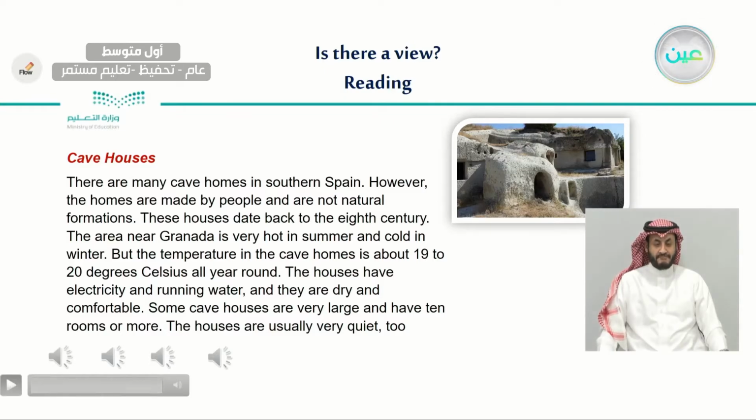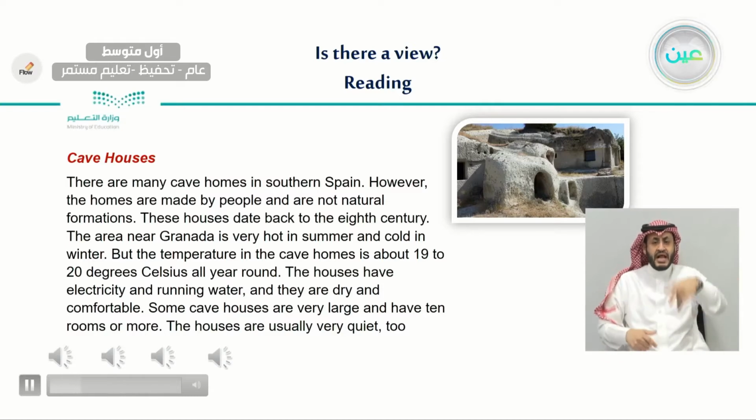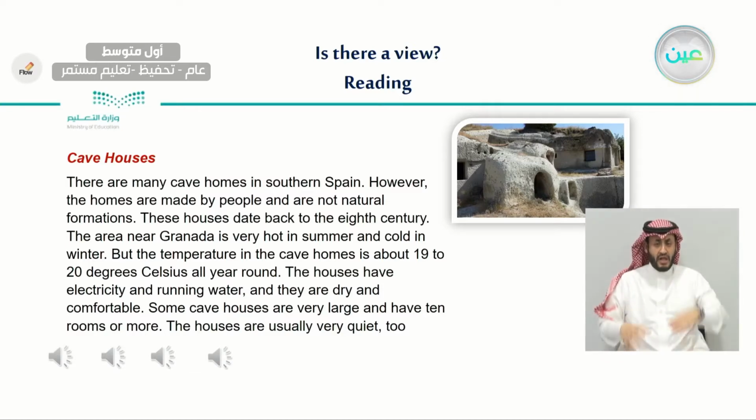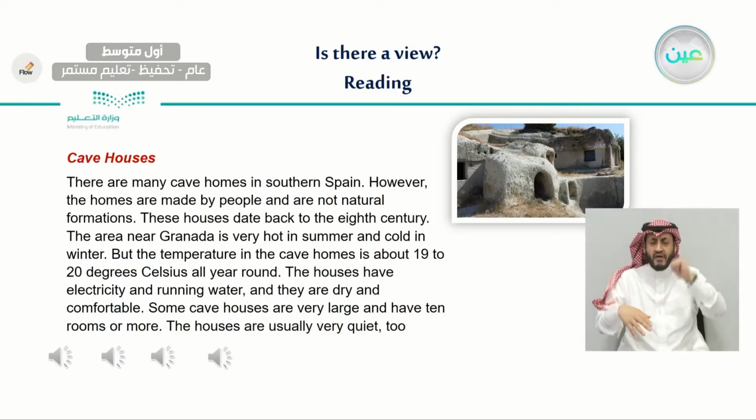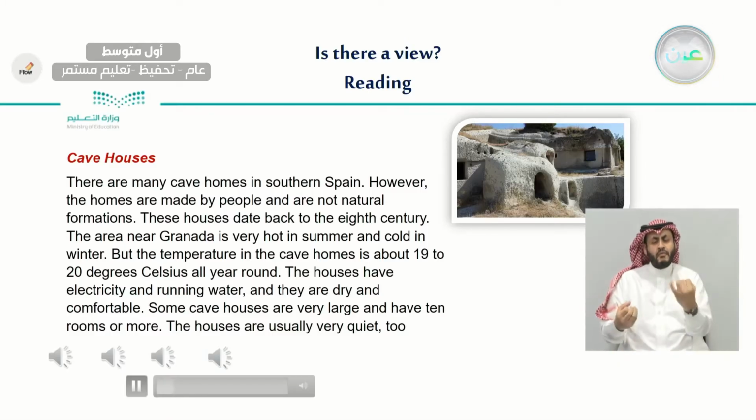Cave houses. There are many cave homes in southern Spain. However, the homes are made by people and are not natural formations. These houses date back to the 8th century. The area near Granada is very hot in summer and cold in winter. But the temperature in the cave homes is about 19 to 20 degrees Celsius all year round. The houses have electricity and running water, and they are dry and comfortable. Some cave houses are very large and have 10 rooms or more. The houses are usually very quiet, too.